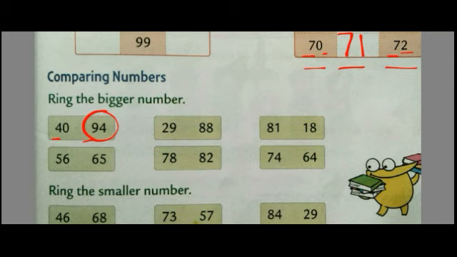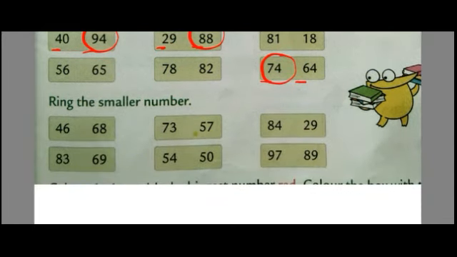Okay. Let's see the next one. Again, both are having 2 digits. See the number in the tens place. Here it is 2, here it is 8. Which is bigger? 2 is bigger or 8 is bigger? 8 is bigger. That means 88 is a bigger number. Now, let's see this last one. Both are having 2 digits. So we need to find out the tens place. 7 and 6. Which is greater? 7 is greater than 6. So 7 is a bigger number. We will circle it.